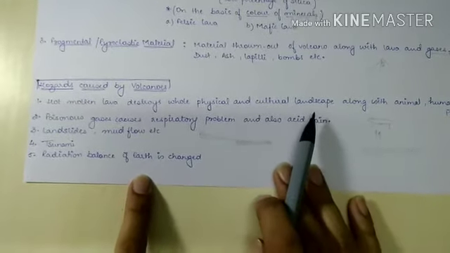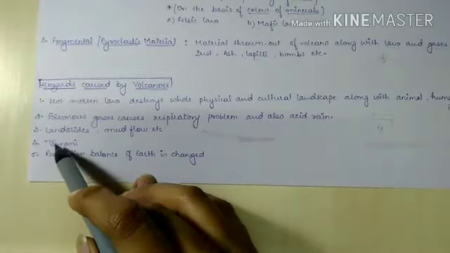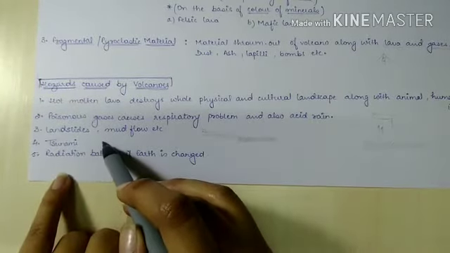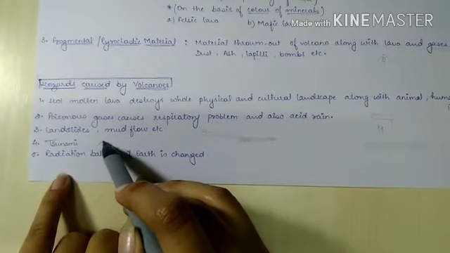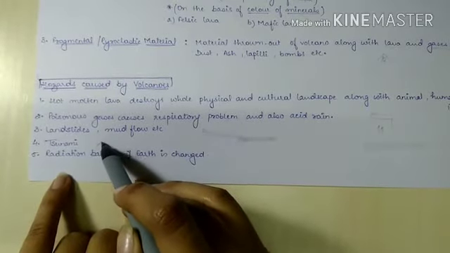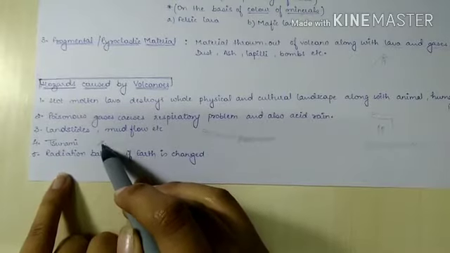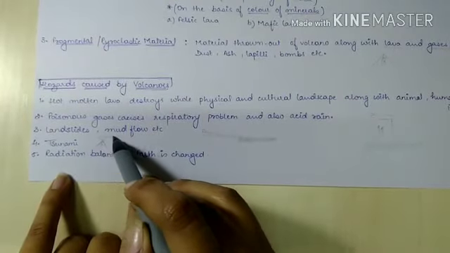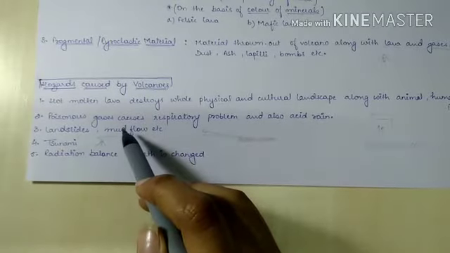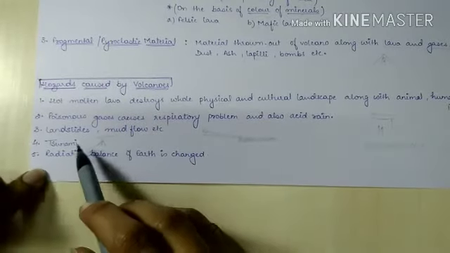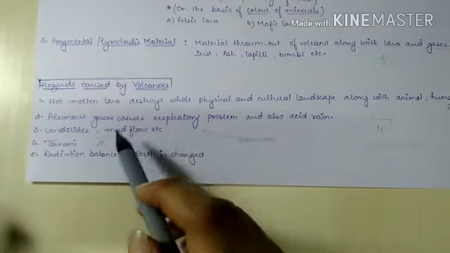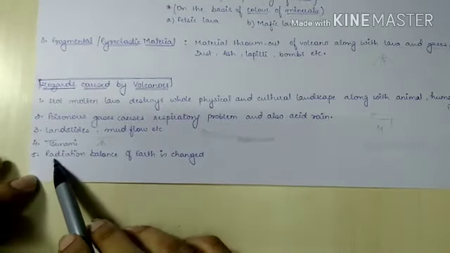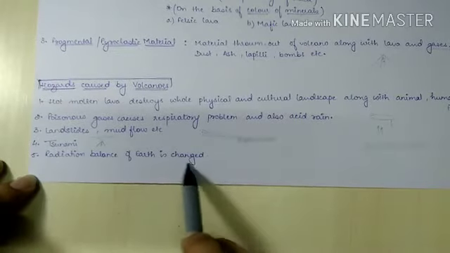Next is tsunami. The most violent type of tsunami is formed when a volcanic eruption occurs. When a violent central type of volcano erupts on the oceanic floor, waves are generated and they cause a tsunami. So a tsunami is generated by volcanic eruption.